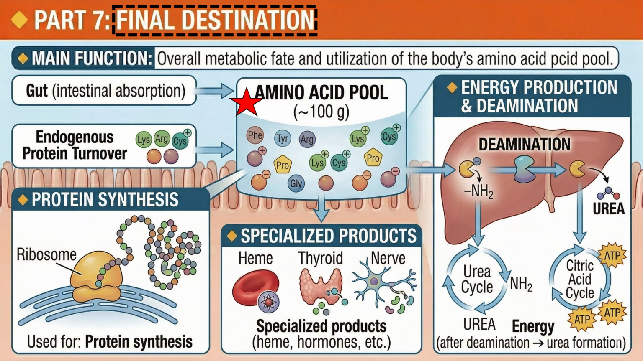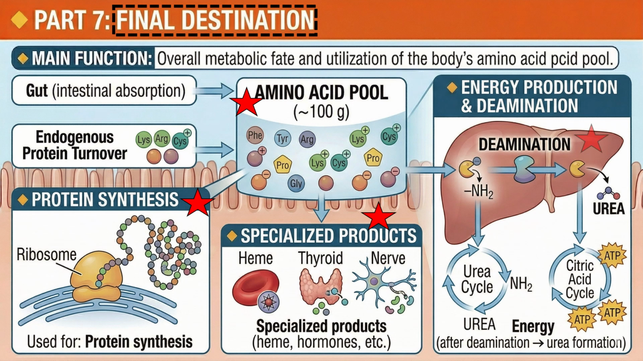From this amino acid pool, there are three major fates. First is protein synthesis. This is the most important function. Amino acids are used by ribosomes to synthesize new proteins, which include structural proteins, enzymes and transport proteins. So basically the growth, repair and maintenance functions. Then you have the formation of specialized products like heme, hormones like thyroid hormones, and neurotransmitters.